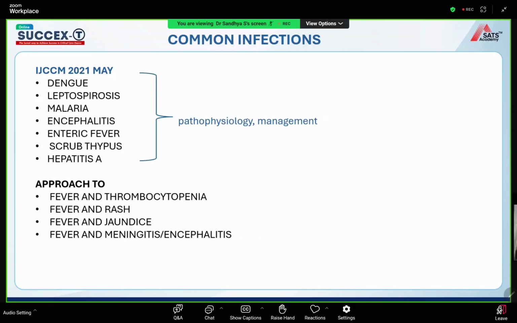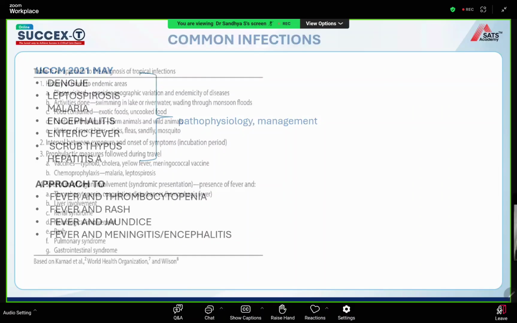But I will also ask you to read more on dengue and malaria at least. There are good review articles which will be shared with you. And the questions can be like pathophysiology, management, but you can also expect questions like an approach to fever and thrombocytopenia, fever with rash, fever with jaundice, or fever with meningitis and encephalitis. So I'll give you examples only.